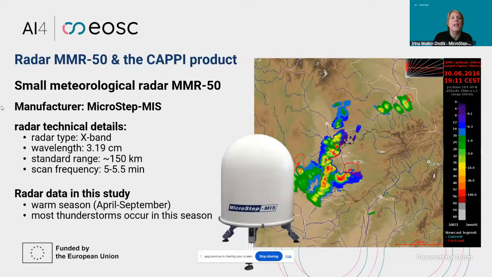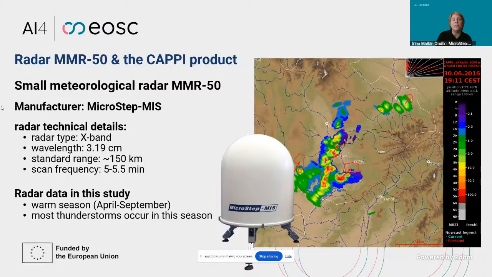For this project, we have used our own radar, which was manufactured by the commercial firm I work for, Microstep-MIS. It's an X-band radar. Typical wavelength is 3.19 centimeters. The standard range is 150 kilometers. Under good circumstances, if there are mountains, this range can be somewhat lower. The scan frequency is about 5 to 5.5 minutes.